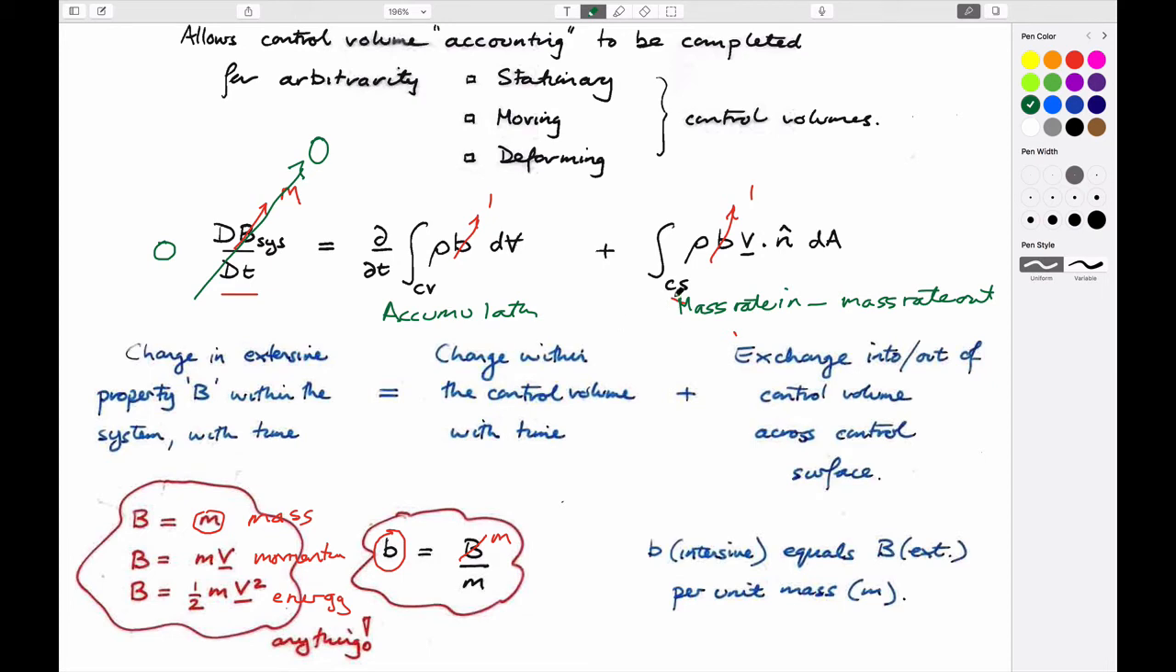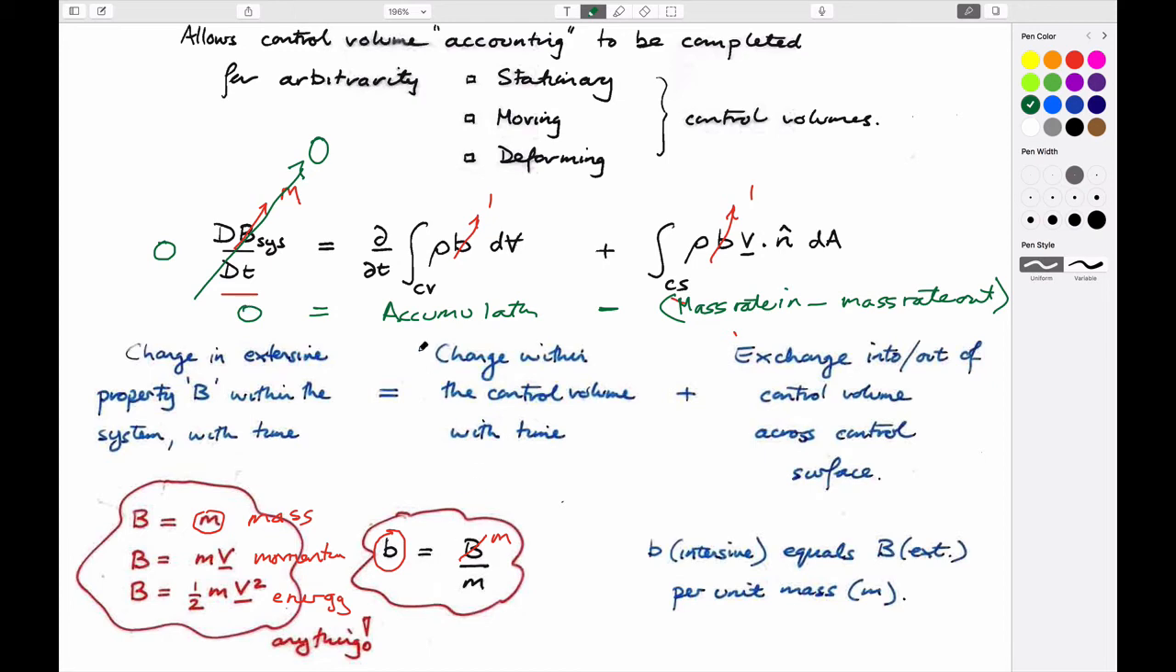Actually, it should be backwards, I guess. Just mass rate in minus mass rate out equals 0. That's all it's saying. But it happens to be just an integral.